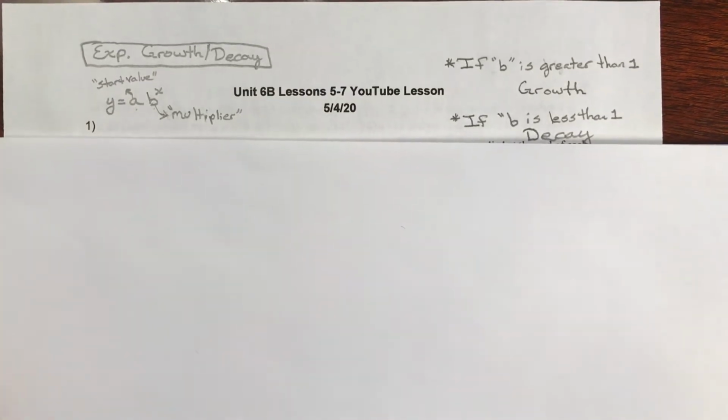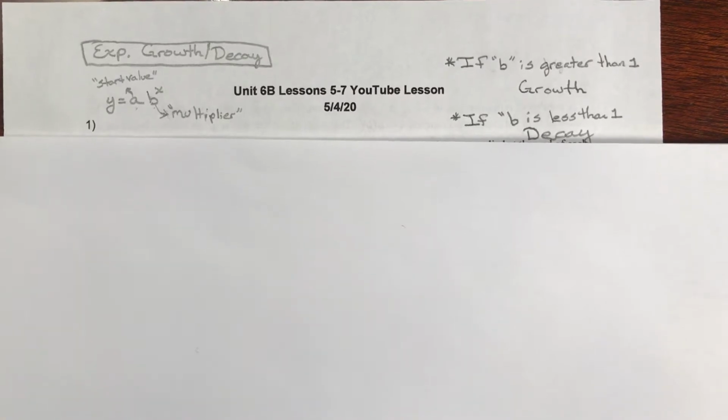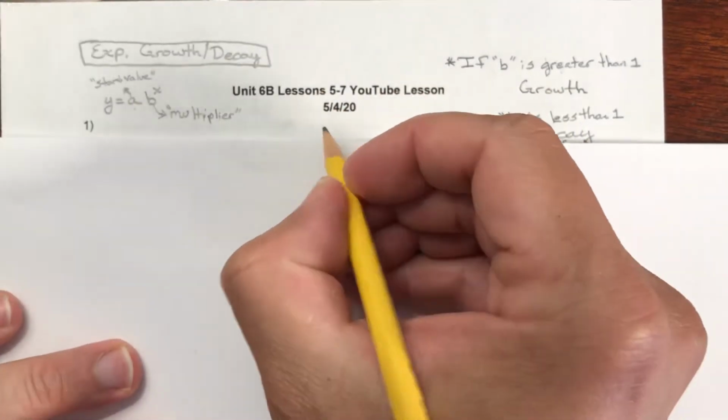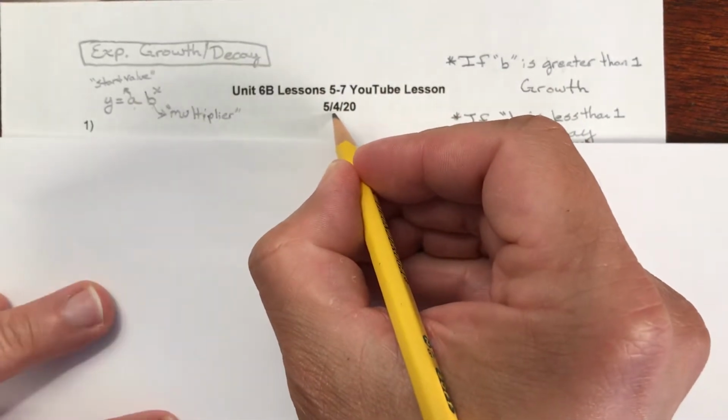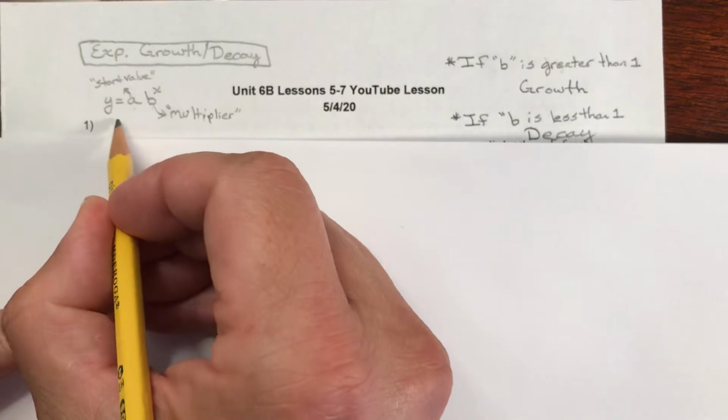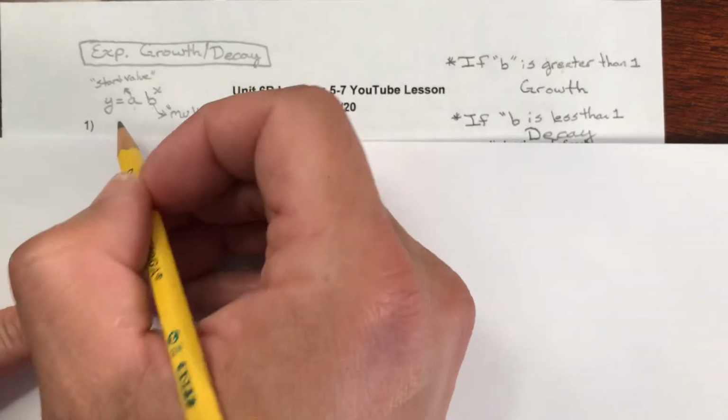Welcome to Unit 6B, Lessons 5 through 7. We're going to be handling some exponential growth and decay. Today's date is 5/4, so make sure you're doing the right date. We're having exponential growth, so we are using a different formula than linear.